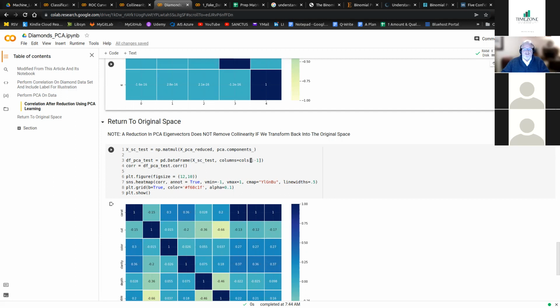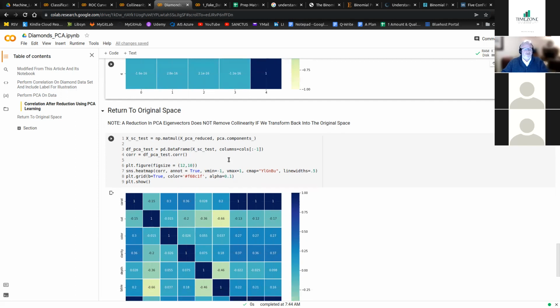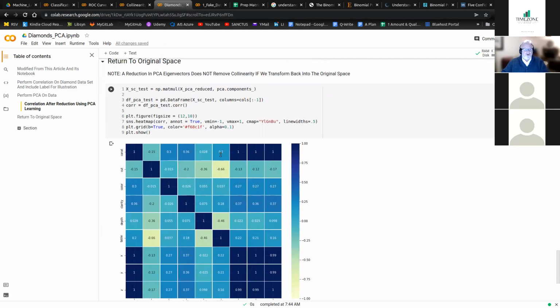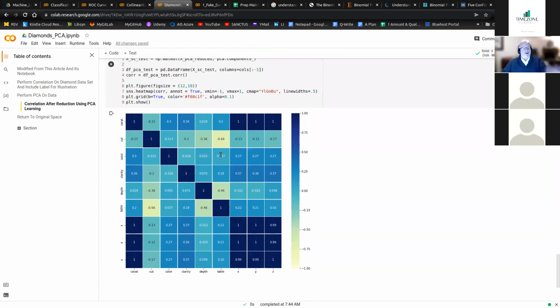And by the way, this is just looking at this because this is a single dimension one. That's why we're only doing this much. Remember, columns is just the names of the columns array. And then I look at the correlation. Well, look, what I've done, I've transformed from eigenspace or PCA space back to the original space. I still have collinearity. In fact, what I've done is strengthen it. So PCA itself doesn't really do anything to the original space. We went to PCA so we could simplify the model.